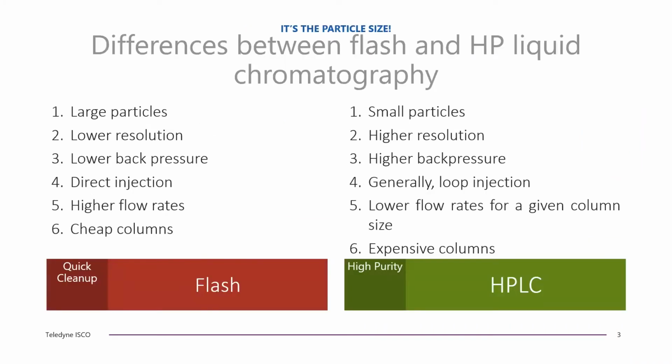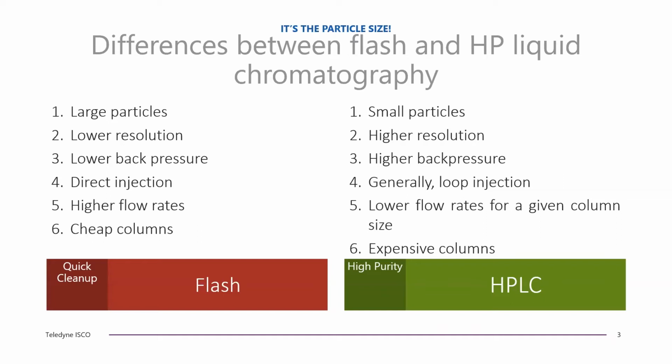The major differences between flash and prep are due to the difference in particle size, and that drives all of the differences between the two techniques. Particle size affects resolution. Larger particles means lower resolution. The need for higher resolution has driven the need for smaller particles in HPLC and UHPLC. However, smaller particles create higher back pressure. This higher back pressure affects everything else in these tables.